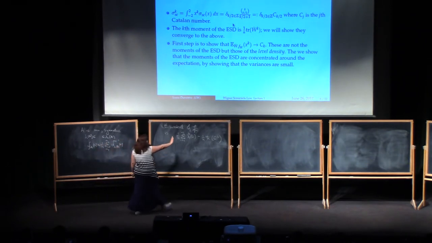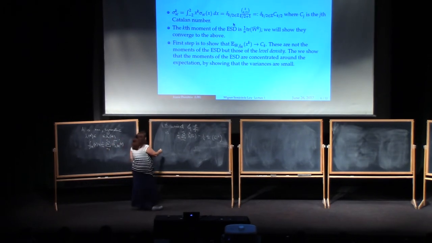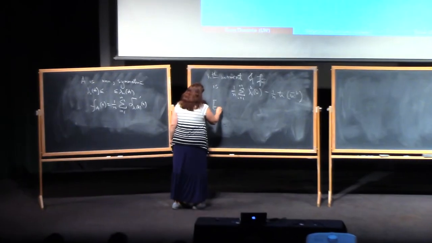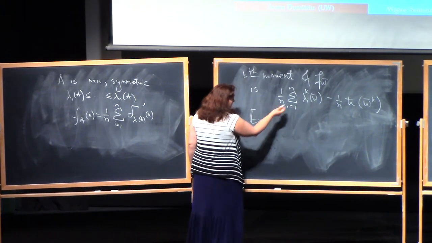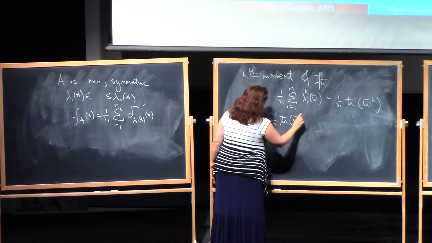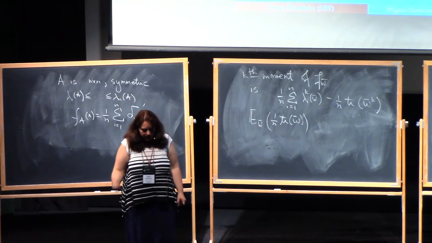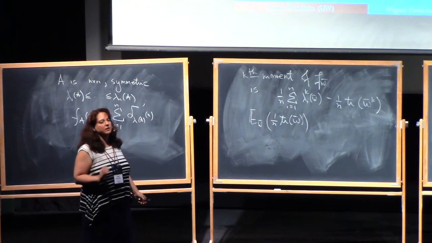I'll say, OK, I don't want to look at f of W bar. I want to look at the expected f of W bar. And that can be achieved by averaging over W bar. Okay, how do you do that? You average over the entries. So I'm going to be looking at a slightly different object. I'm going to be looking at the expectation over W bar of this object. This is going to be the moment of the distribution that has quote-unquote level density.